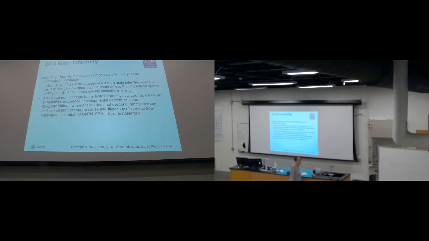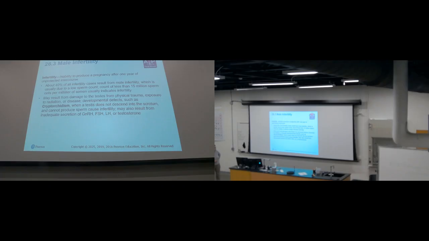Okay, now about infertility. There are several factors that play a role in this, but basically, as a definition, it is the inability to produce pregnancy after 1 year of unprotected sexual intercourse. And 40% of the cases of infertility happen from the side of the males, which usually will be due to a low sperm count or azoospermia. That will be a count of less than 50 million sperm cells per milliliter of semen.